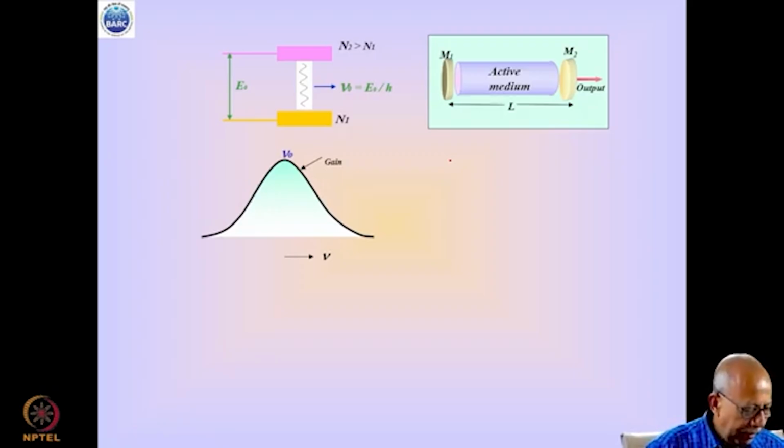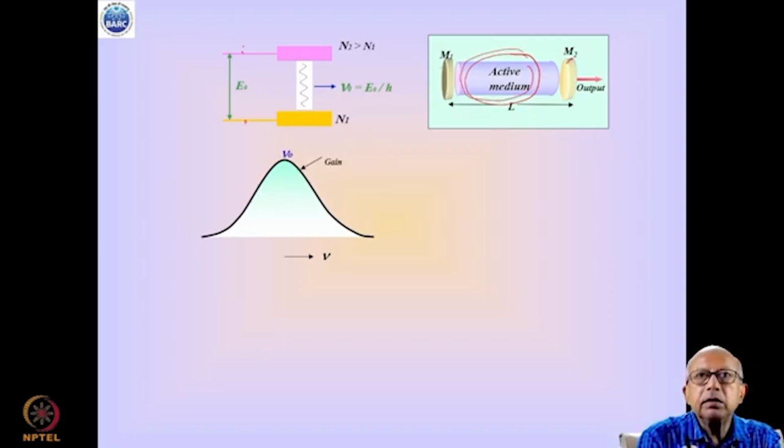Therefore, a laser can be pictured in the following manner. An active medium, that is a medium in which population has been inverted between two energy levels. And inversion of population means you have created gain between these two energy levels, and you actually place this active medium inside the cavity that we discussed till now.